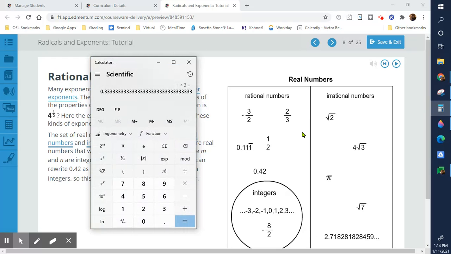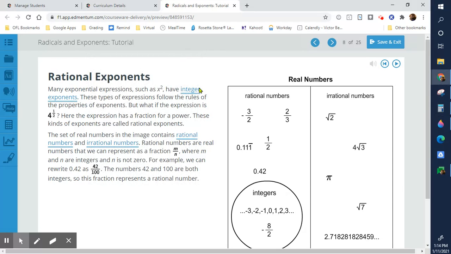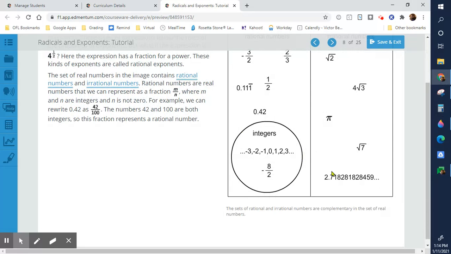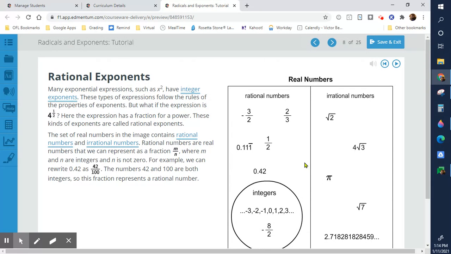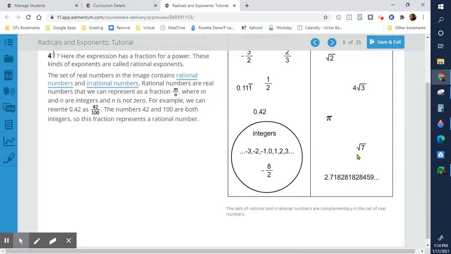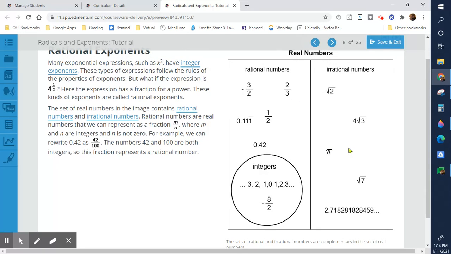Numbers that aren't rational, for example, are square roots that keep going on basically forever. Pi goes on forever. This doesn't have repeating numbers, so it can't be expressed by dividing numbers.